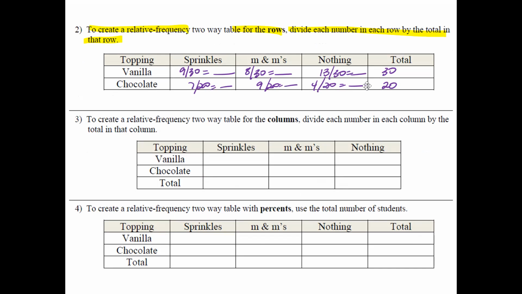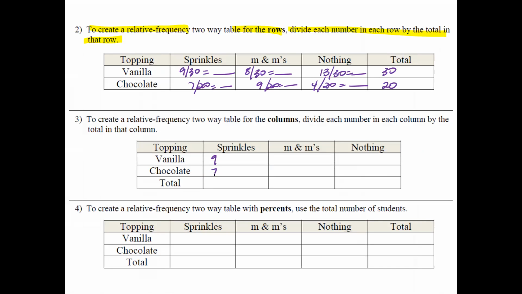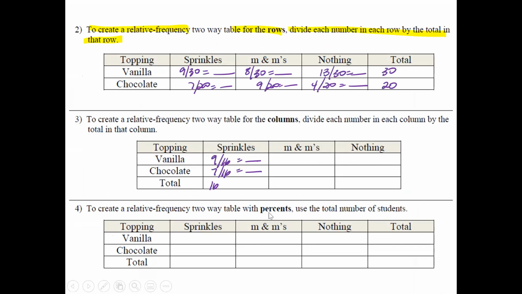It says to create a relative frequency two-way table for the column, divide each number in each column by the total in that column. So then we have sprinkles with vanilla. That's 9, 7, 16. So 9 and 7 divided by 16. Write that number down. Go back, look at the M&M, that's 8, 9, 17. So I'm going to do 8 and 9 divided by 17.